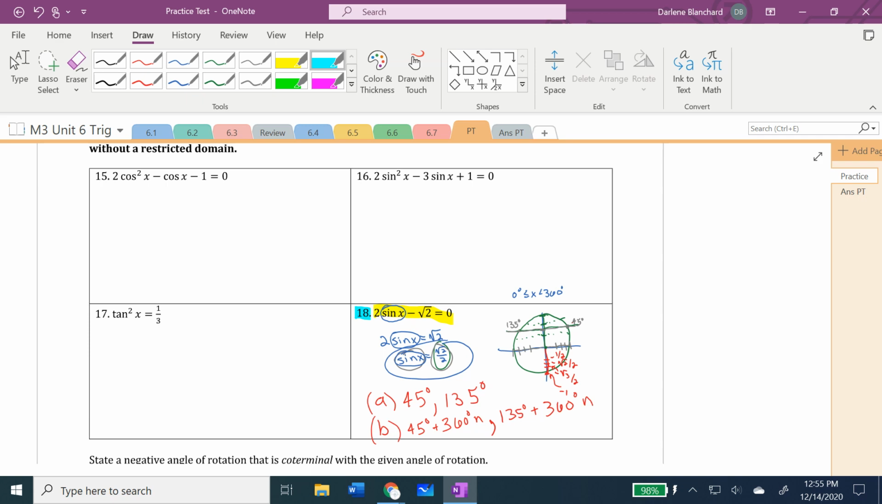And then in the next unit, we're going to switch from degrees to radian measure. And I will expect you to solve equations like this when that test comes up. Number 11.